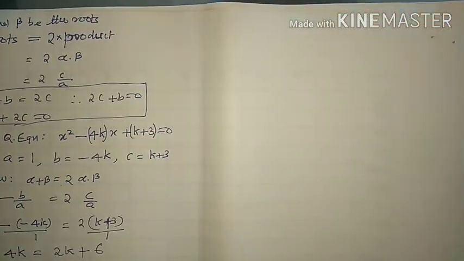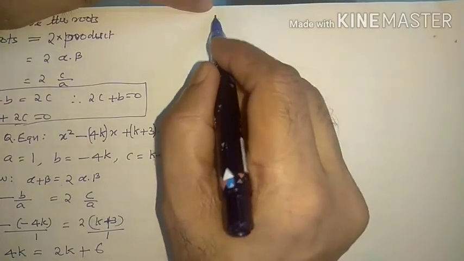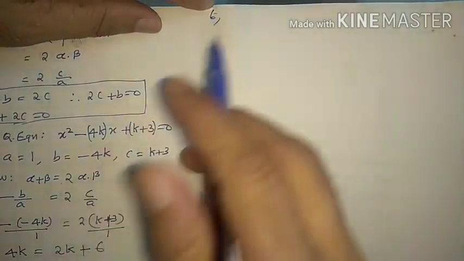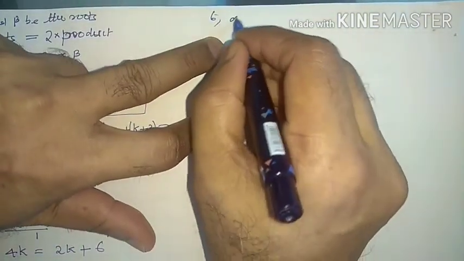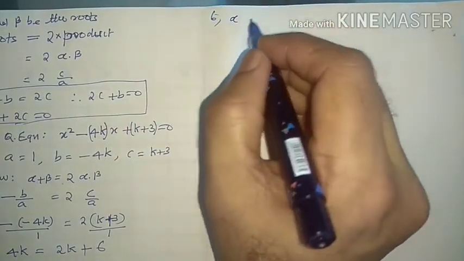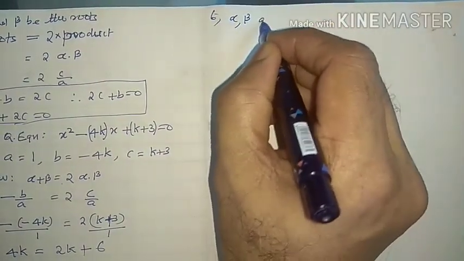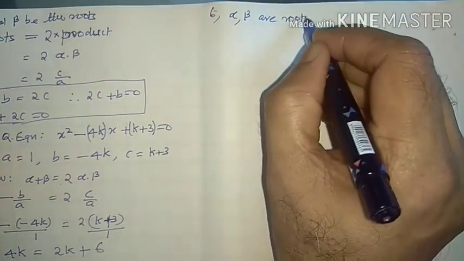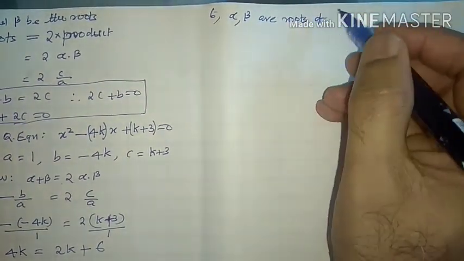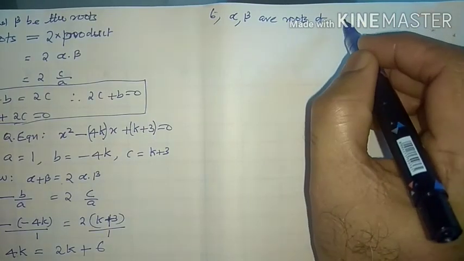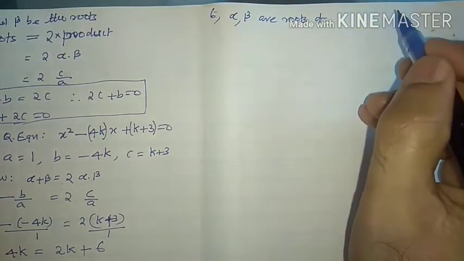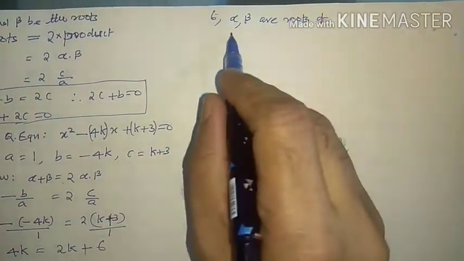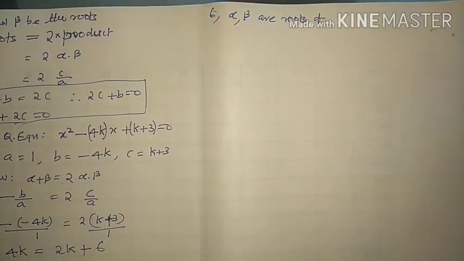Now we do question number 6. Given alpha and beta are roots of a quadratic equation. We continue this problem with the next video.